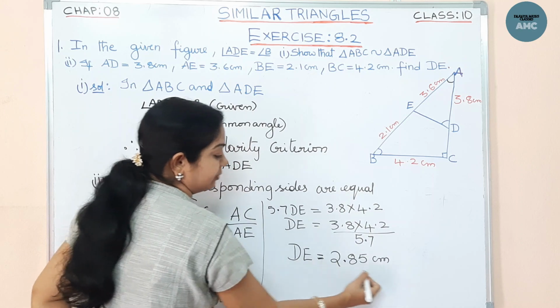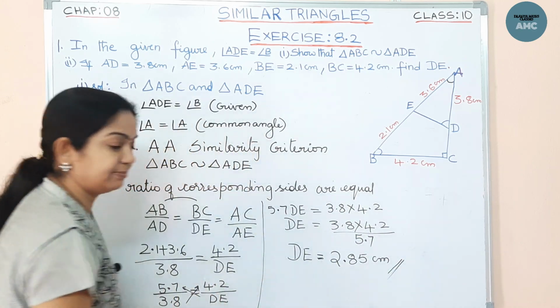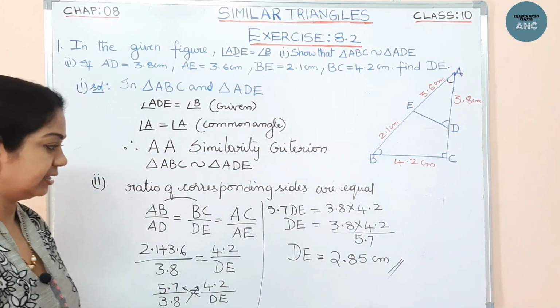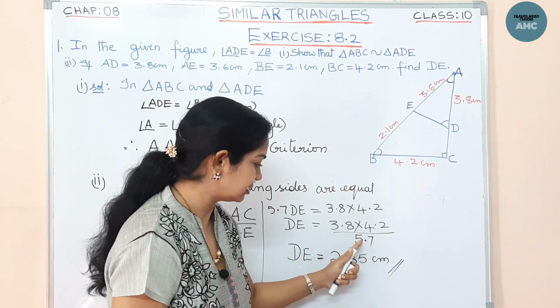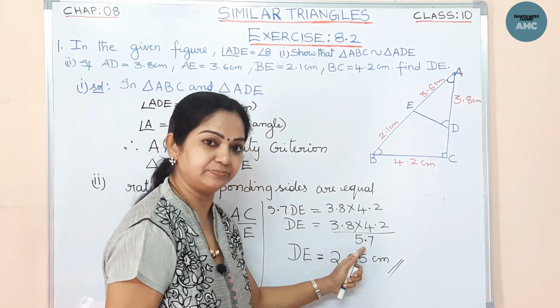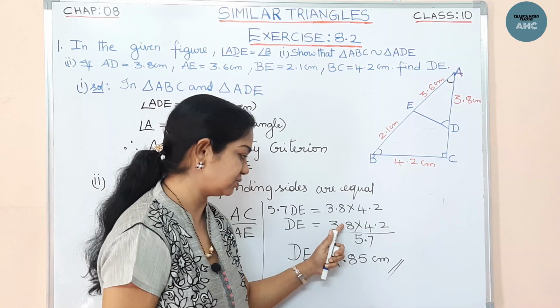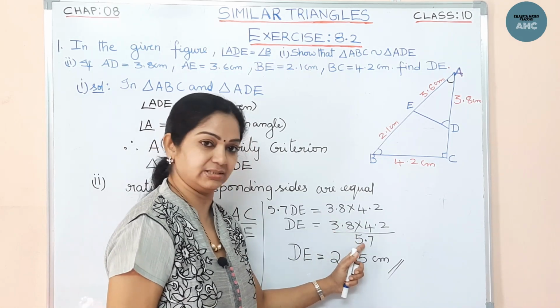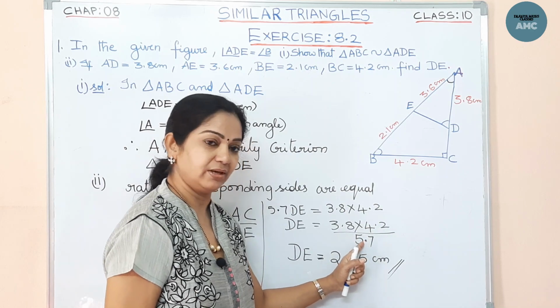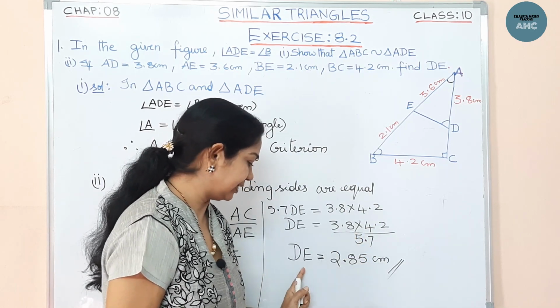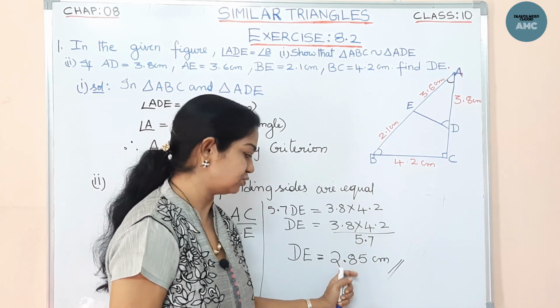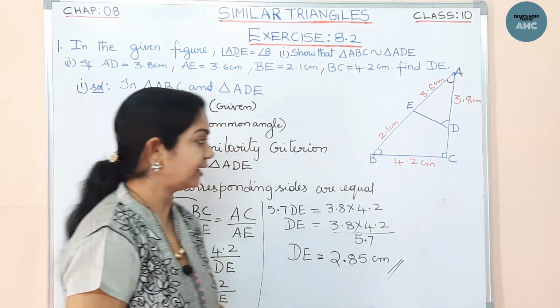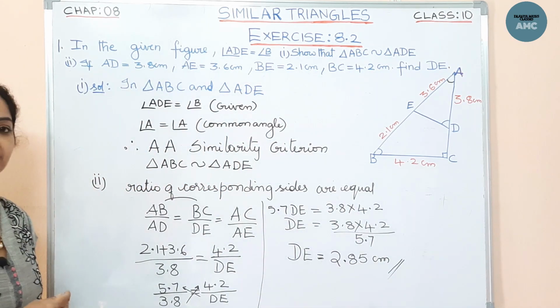Simply by cancelling, if you see, this goes with the 19 table, 19 twice. You do it with the 19 table, and here also you cancel it off. Then later on you will get the DE value as 2.85. Now quickly pause the video and note it down. Let's see the next problem.